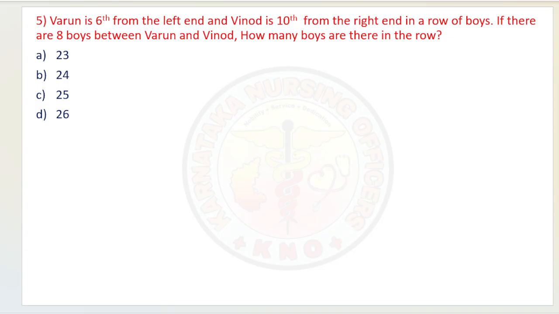Next problem. Varun is 6th from the left hand and Vinod is 10th from the right hand in a row of boys. If there are 8 boys between Varun and Vinod, how many boys are there in the row? The options are 23, 24, 25, 26.